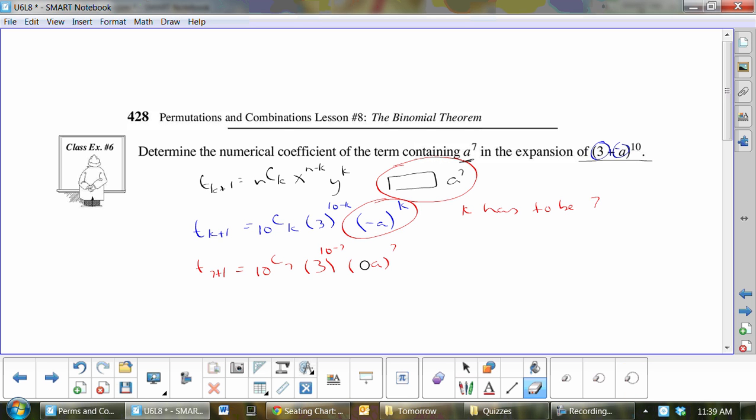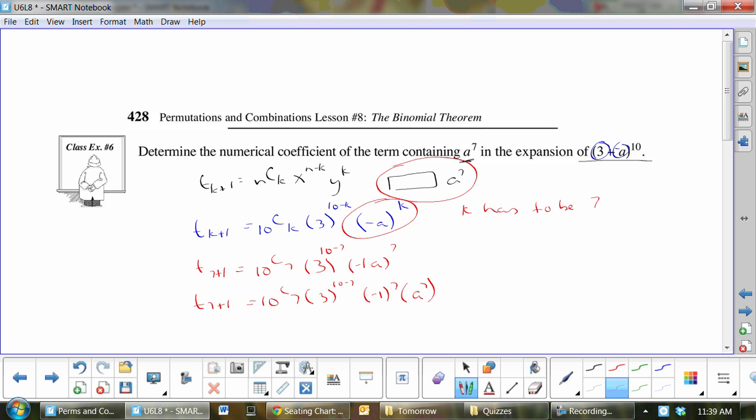Now, I want you to change this to negative 1 times a, for the next reason I'm going to show you. T to the 7 plus 1 can also be written as 10C7, 3 to the 10 minus 7, negative 1 to the 7, a to the 7. All I've done is distribute the 7 so I can have a nice a to the 7. I should try and isolate that variable.